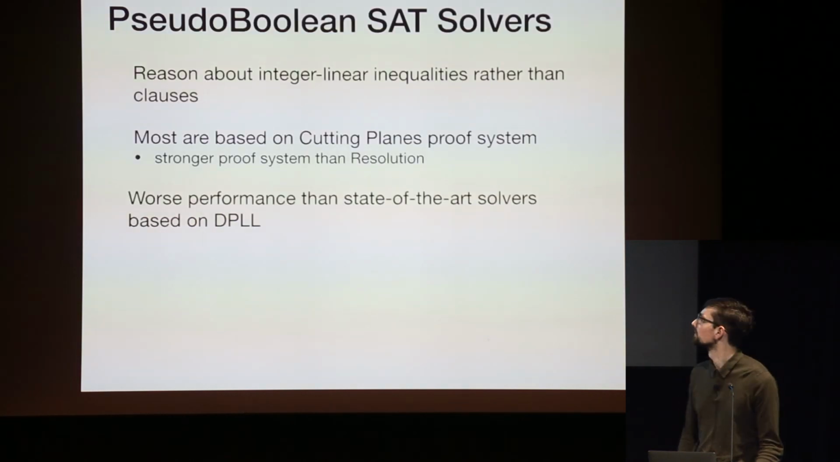Because of this, researchers have started looking at SAT solvers based on stronger types of reasoning. The most common of these is pseudo-Boolean solvers, which reason about integer linear inequalities. They're based on the cutting planes proof system, which is quite a bit stronger than resolution. But even so, they haven't been able to get performance nearly close to the performance seen with these DPLL-based solvers.